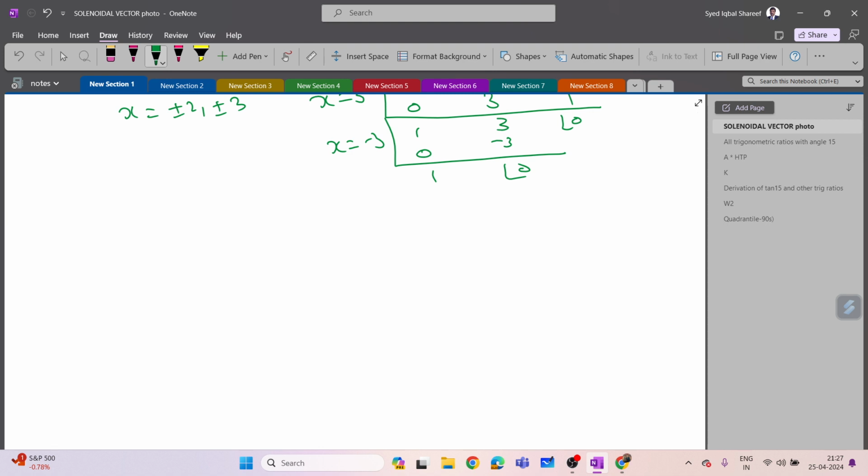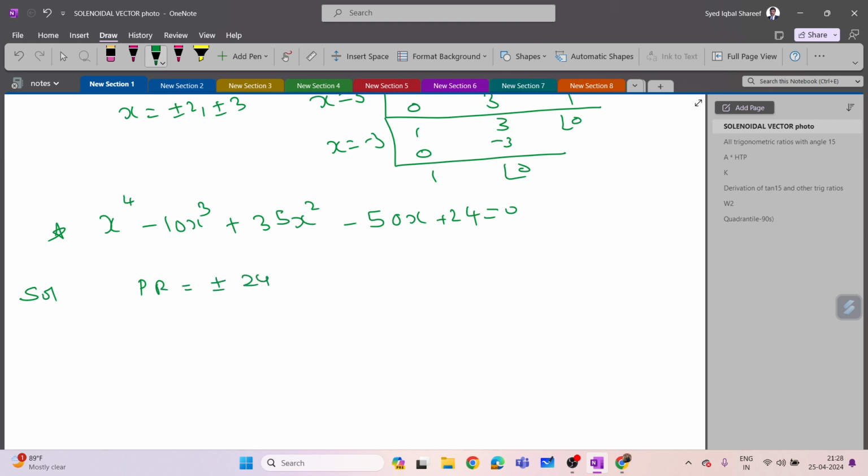So one more problem. x to the power of 4 minus 10x cube plus 35x square minus 50x plus 24. Find the possible roots. So possible roots are plus or minus 24 by 1. What are the factors of 24?